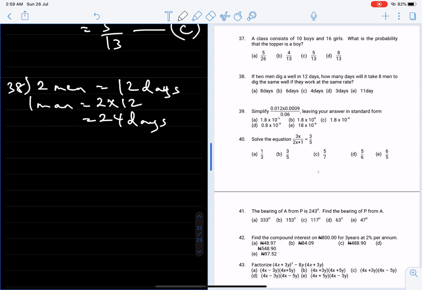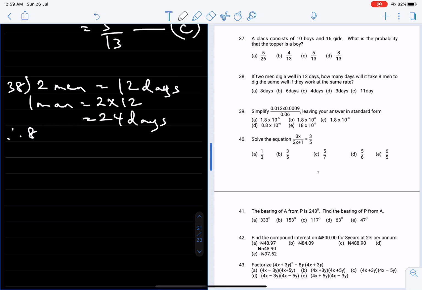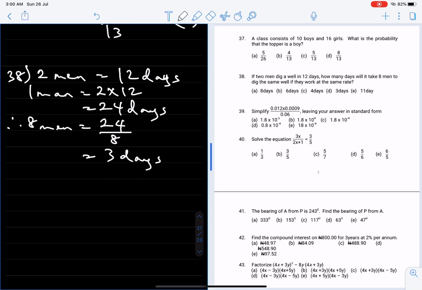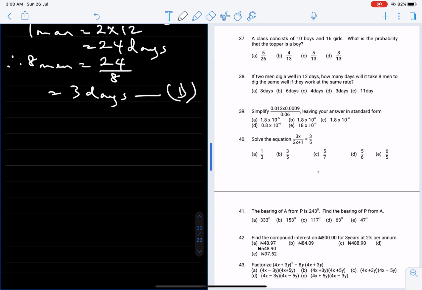And now, therefore, 8 men will take 24 over 8, which is 3 days. And that's reasonable because it didn't take 8 men as many days as it took 2 men. So that's correct. That's 3 days, and the answer is D. The correct option is D. Now to 39.